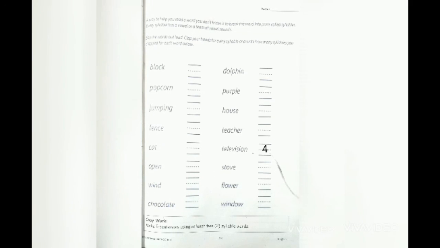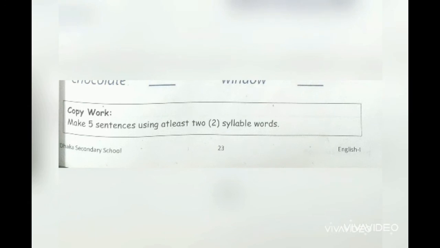Okay students, now look at the copy work below. Make 5 sentences using at least 2 syllable words. Here we have to make sentences of those words that have 2 syllables or more, and this work should be done in your copies, in your English copies.